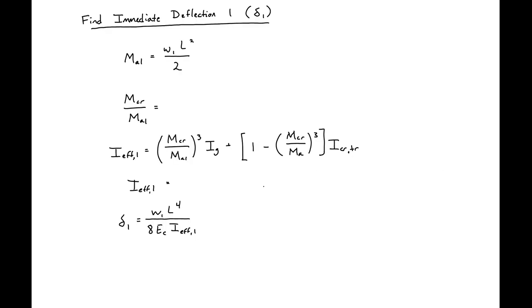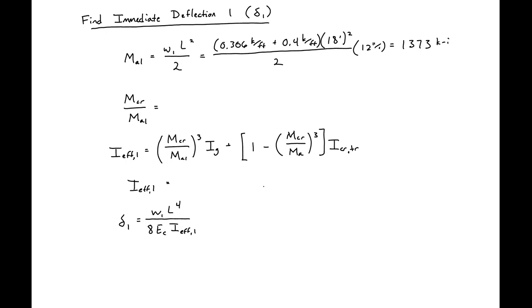Our next step is going to be to find the immediate deflection under the dead load and the sustained live load. So we'll take our 0.306, which was our dead load kips per foot, plus 0.4 kips per foot, which is our sustained live load, times 18 feet squared, divided by 2, and then times 12 inches per foot to change our units into inches. And we'll get a moment here of 1,373 kip inches.